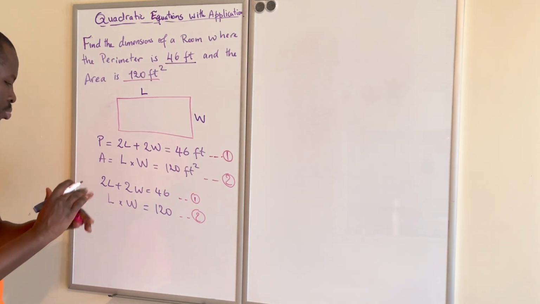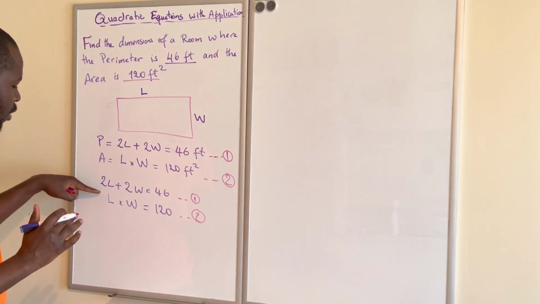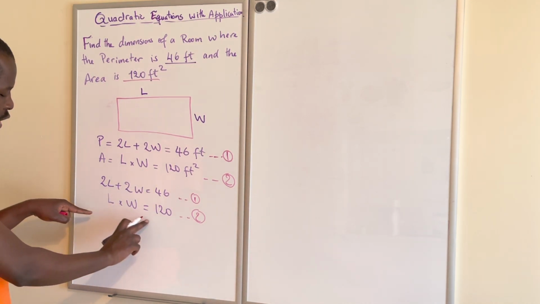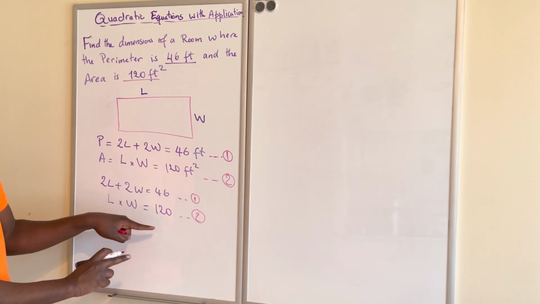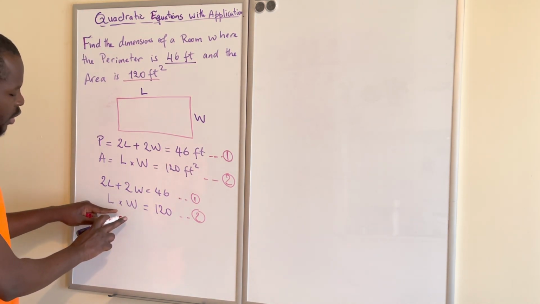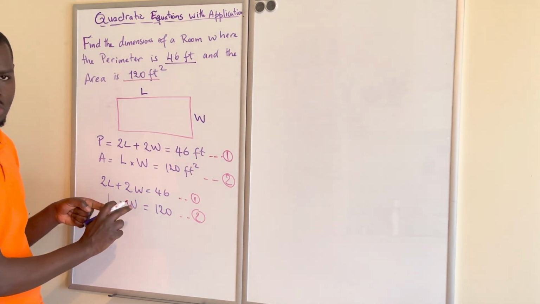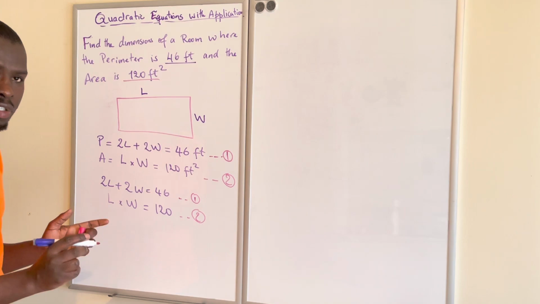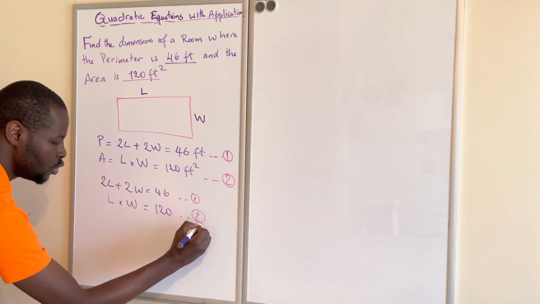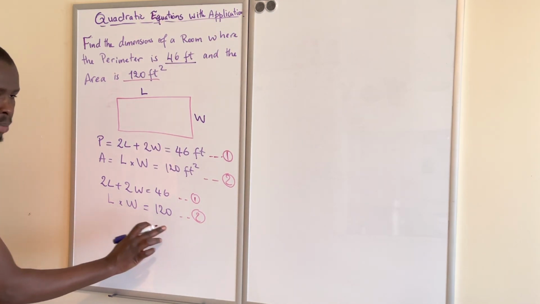Now, it's completely up to you what you want to start with. I can use the first equation and the second equation to solve for L in terms of W and substitute into the first equation, or I can use the second equation where I solve for W in terms of L and put it back into the first equation. It really doesn't matter. You're going to get the same answer. So let's go ahead and, using the second equation, I will solve W in terms of L.